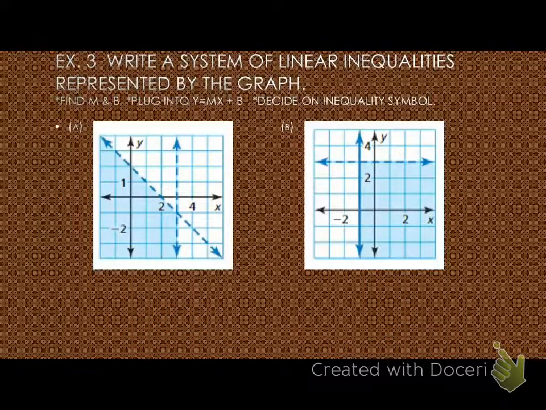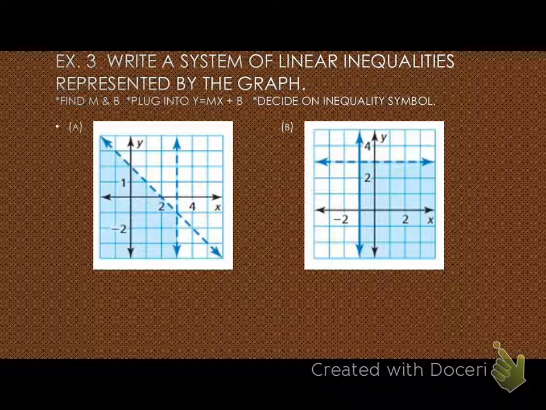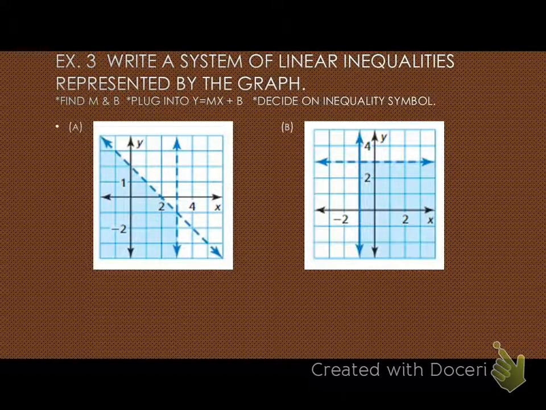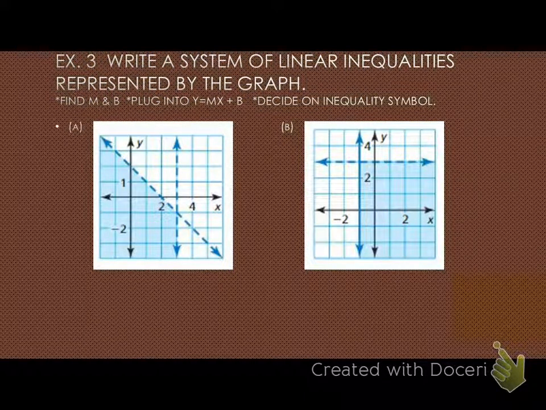Now, the last thing I'm asking you to do in this lesson is write a system of linear inequalities represented by the graph. Let's start on letter A with the easy one first. Which line is going to be easier to find the equation for, the vertical line or the slanted line? The vertical line, right here. Because I know this line passes through which axis? The x-axis, and it passes through what value? 3. So I know I've got an x and a 3 in my inequality.